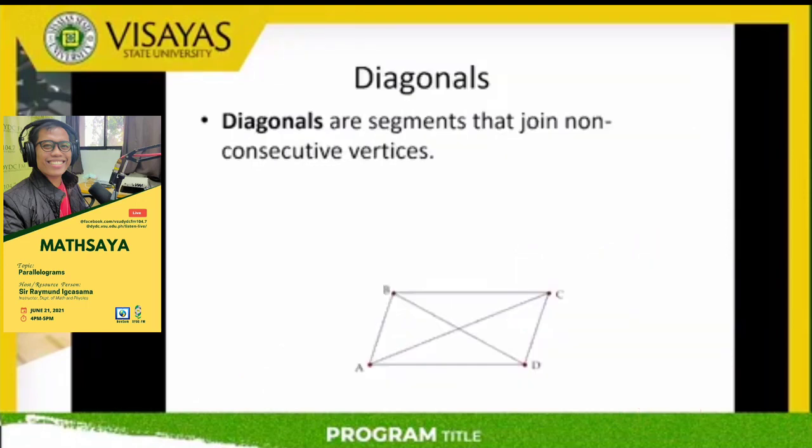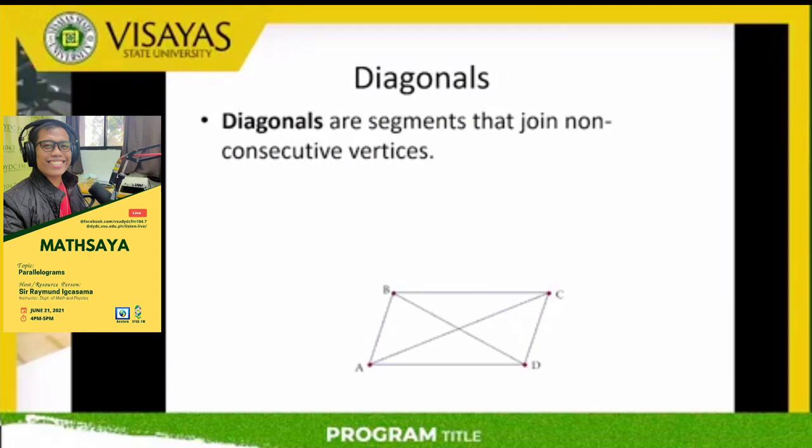Another property of a parallelogram is about diagonals. Now, what are diagonals? This is the line that you draw from one vertex to another vertex, and it will bisect the parallelogram at the center of the parallelogram, of course.